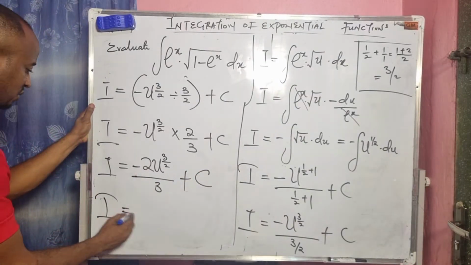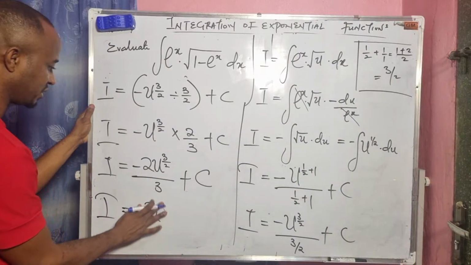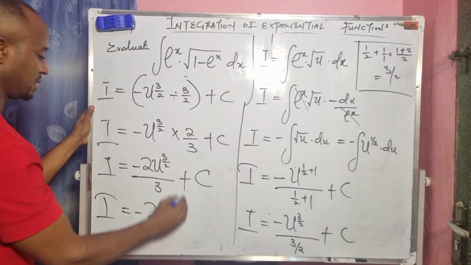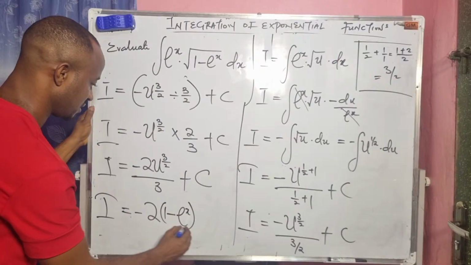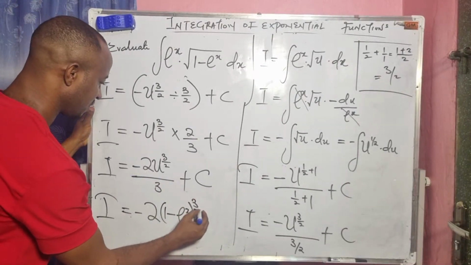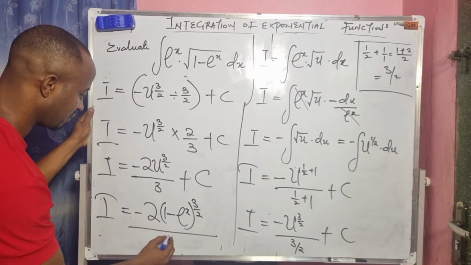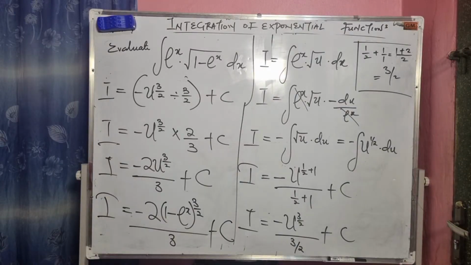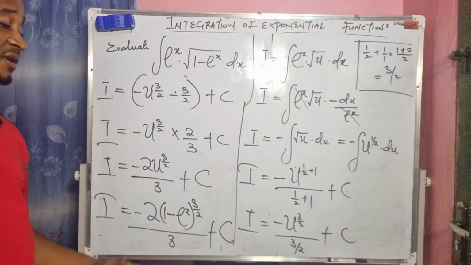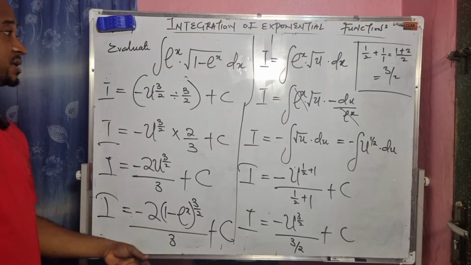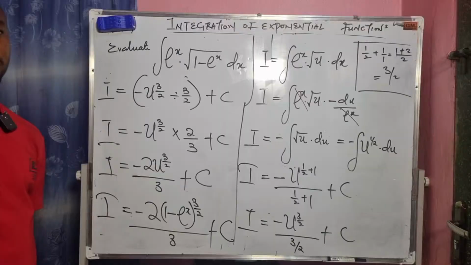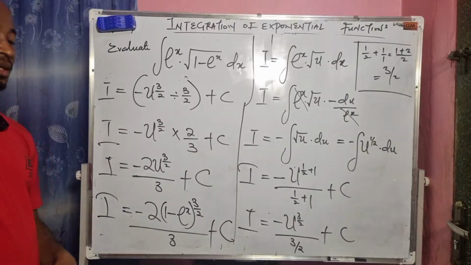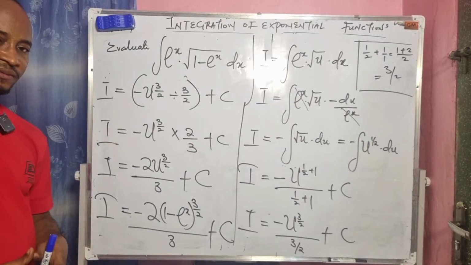Final answer becomes I equals minus 2 u, where our u is 1 minus exponential x, to the power of 3 over 2, all divided by 3, plus c. This is the value here. I would have loved to show the reverse process of this. When you differentiate this, the result will fall back to this, because differentiation is the reverse process of integration. Integration is also the reverse process of differentiation.